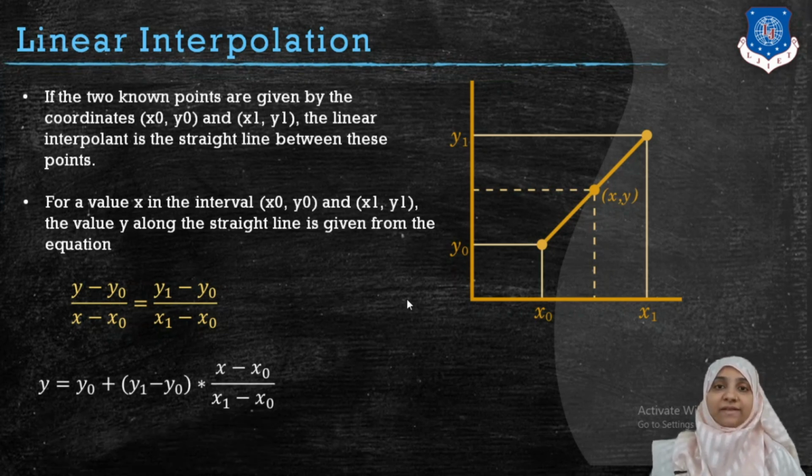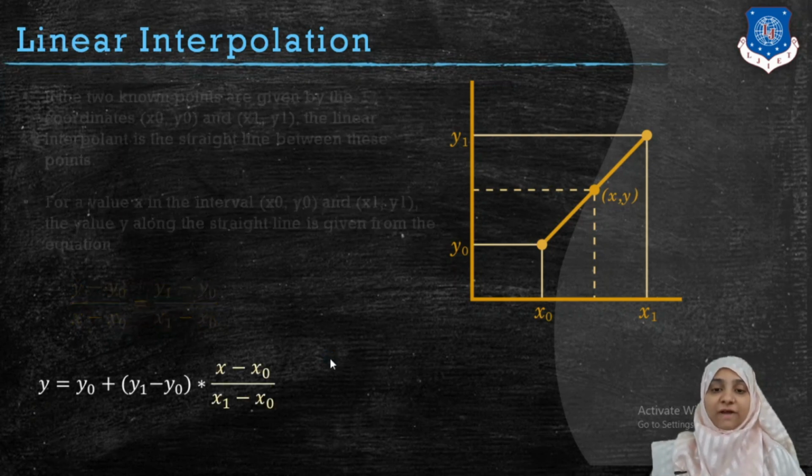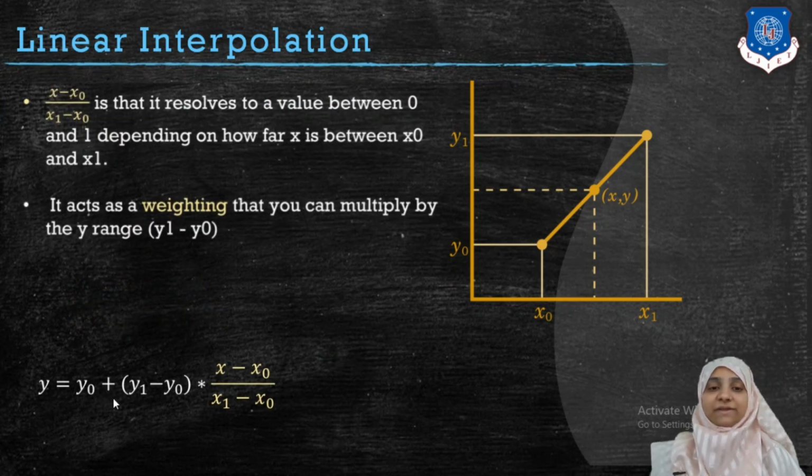I can rewrite this formula this way, where I wish to find the y coordinate for any x coordinate that I know which falls on this straight line. So the formula is y is equal to y0 plus y1 minus y0 into x minus x0 divided by x1 minus x0. This complete formula will help us interpolate values. Now we will start with this formula.